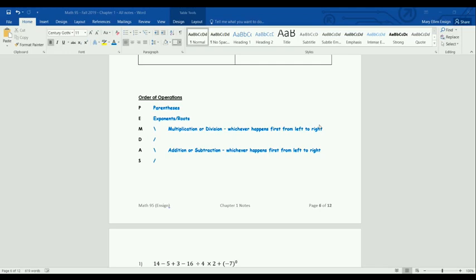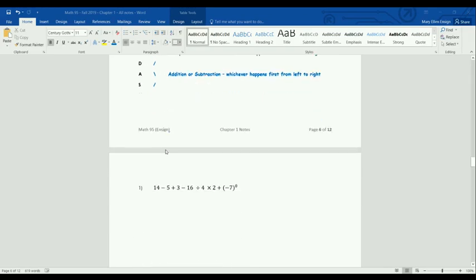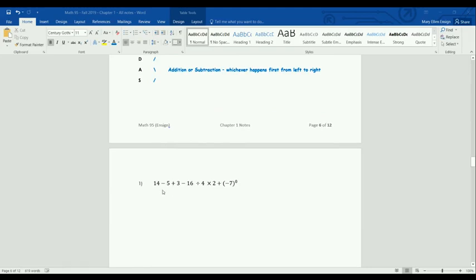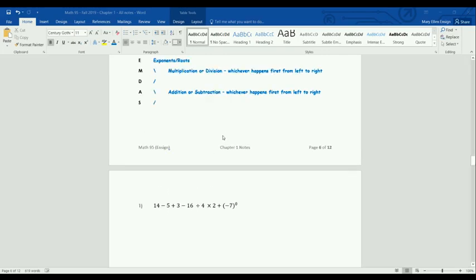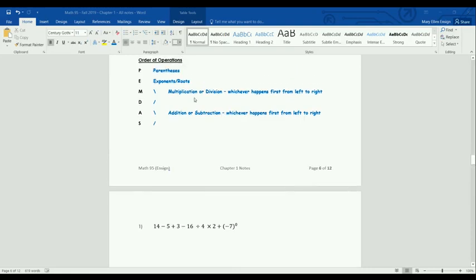So if I'm a little bug walking from left to right across my expression, whichever of these two I get to first, I do. And then I keep going, doing all the multiplication and the division, but I go from left to right. Same thing with addition and subtraction. Addition doesn't always happen first. Here, for example, once I've done the other stuff, this subtraction is going to happen before the addition, because if I'm a little bug, I'm going to get to this subtraction first. Okay, so that's really important to remember about those two.